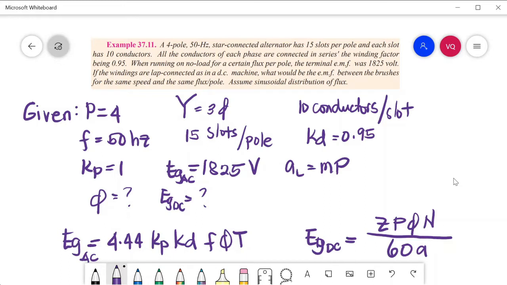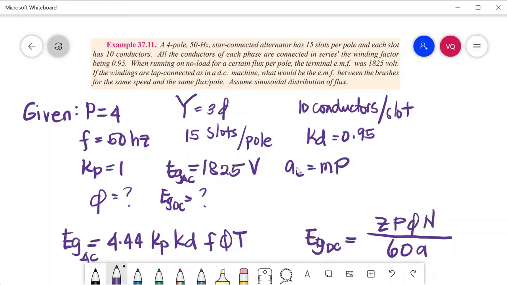In our problem, we have an alternator which is connected in star, and when we say star, it is in 3-phase. So it has a generated voltage equal to 1825 volts. So that is in 3-phase. And number of poles is 4, frequency is 50, short pitch factor is 1, and distribution factor is 0.95.